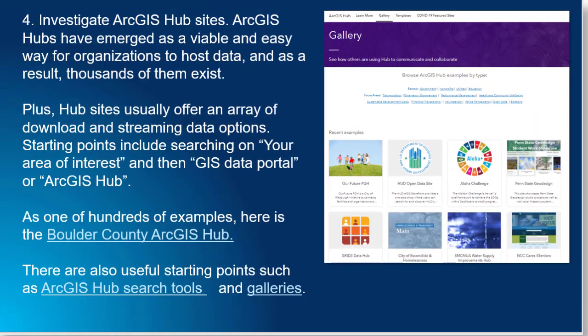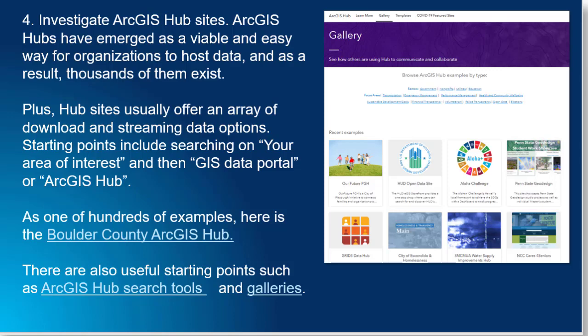Number 4, investigate ArcGIS Hub sites. ArcGIS Hubs have emerged as a viable and easy way for organizations to host data, and as a result, thousands of them exist. What do I mean by them? I mean ArcGIS Hub sites. You can look in the URL, hub.arcgis.com, and that's a hub site. Plus, hub sites usually offer an array of downloading and streaming data options.